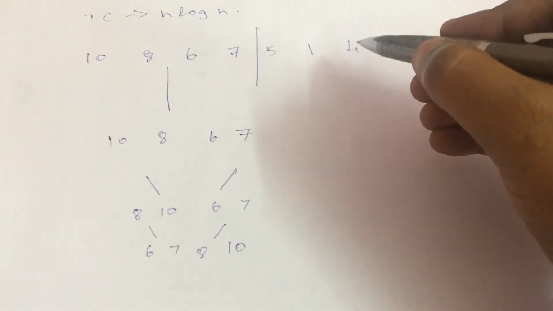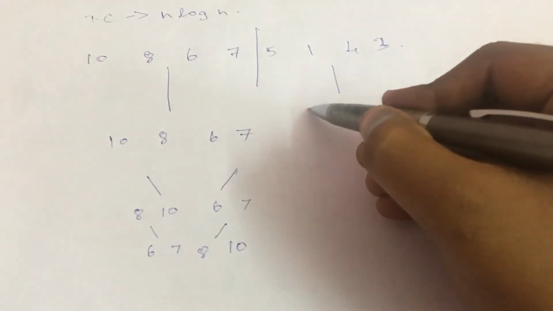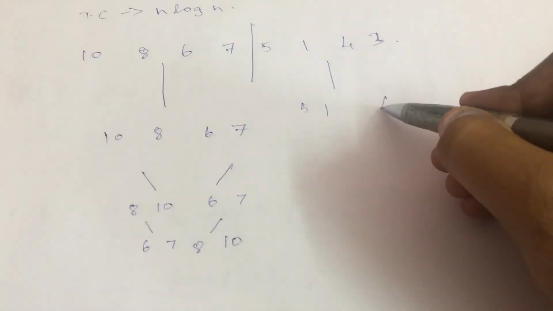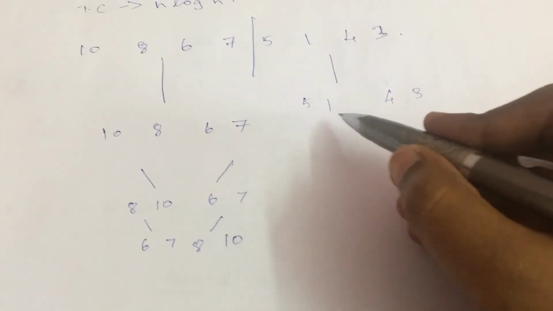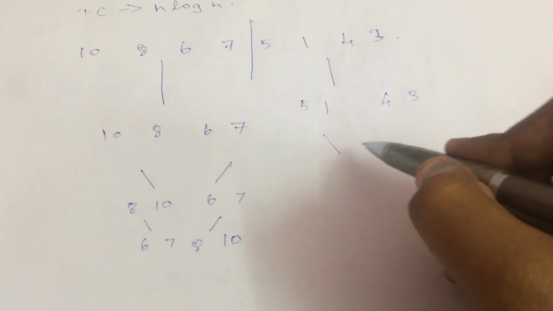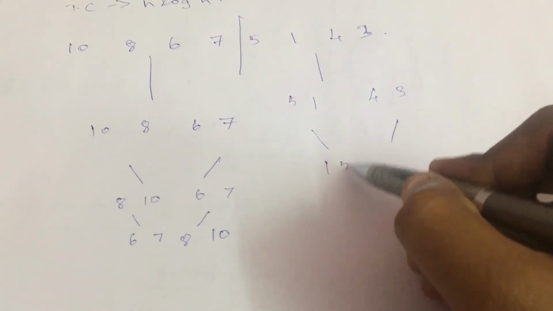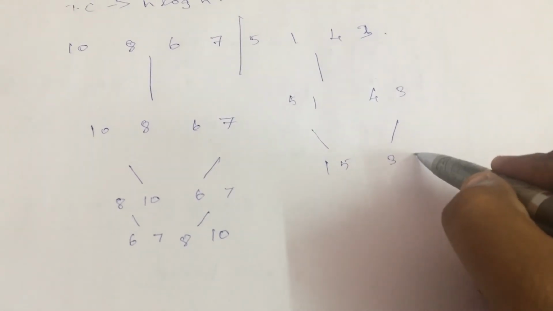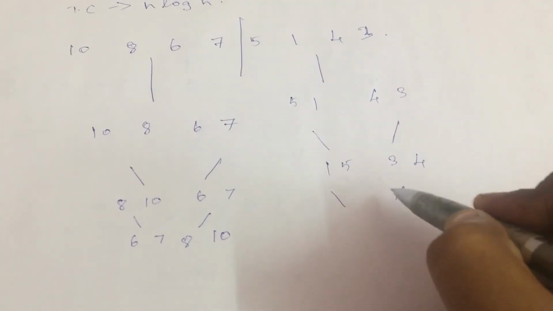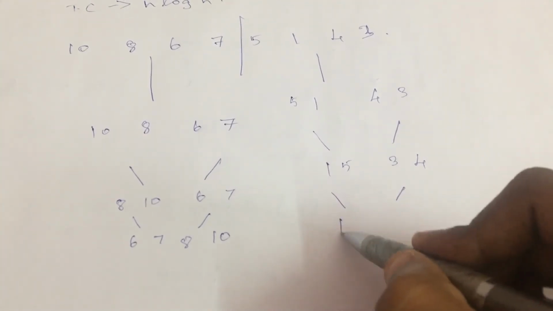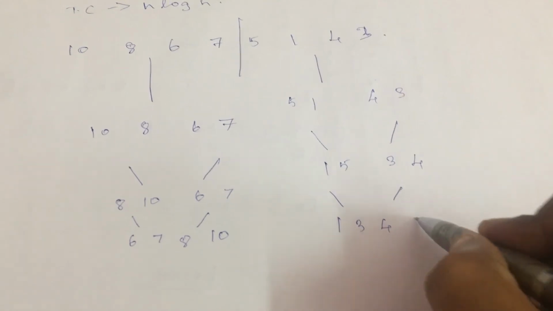In the same way, if I go with the right side, this will be split into two teams as 5 1 and 4 3. Now out of 5 1, it will be modified as 1 and 5, and 4 3 will be modified as 3 comma 4, right? So it will be 1 5, here it will be 3 and then 4. So when I merge these two teams, it will be 1 3 4 and 5.